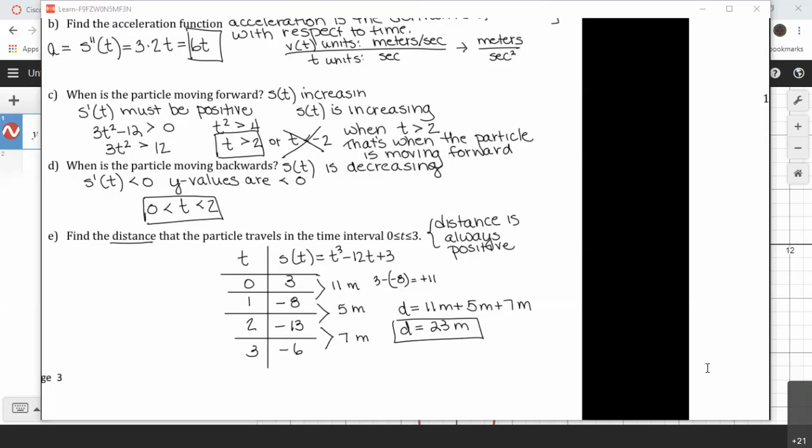Everybody comfortable with the difference between displacement and distance? Again, I'm trying to figure out where you're getting stuck.